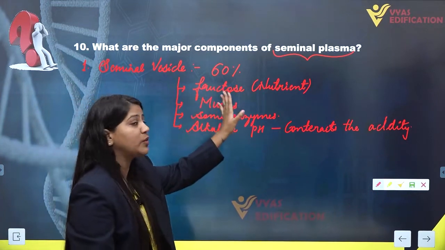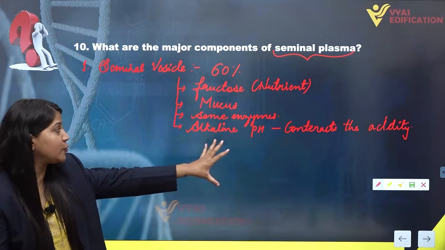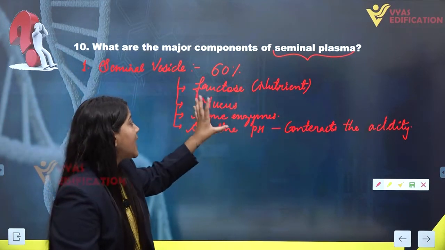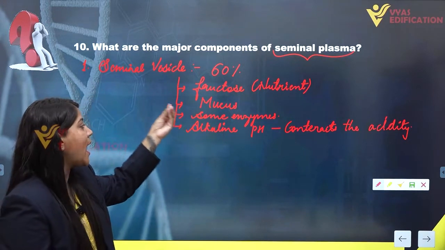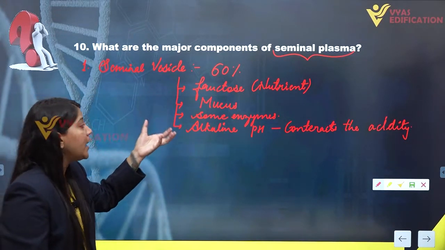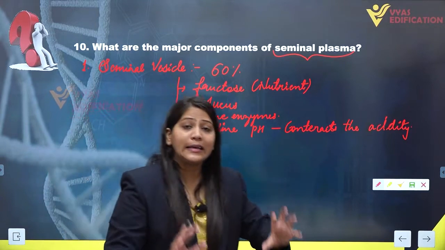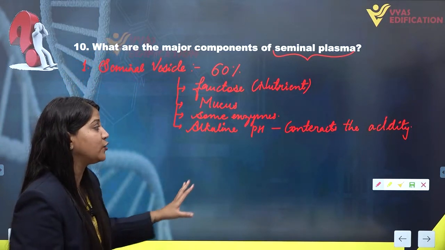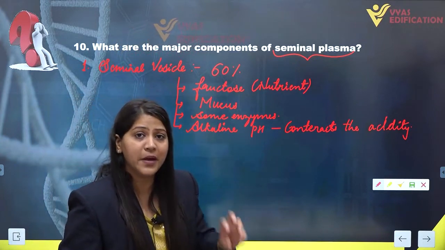It contributes about 60% of the seminal plasma. It provides us with the fructose, which is a nutrient. Then it provides some mucus and some certain enzymes, and also it provides alkaline pH, which counteracts the acidity in the male urethra as well as in the vagina of a female.